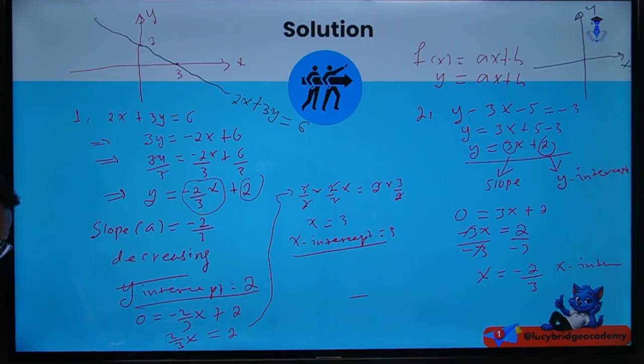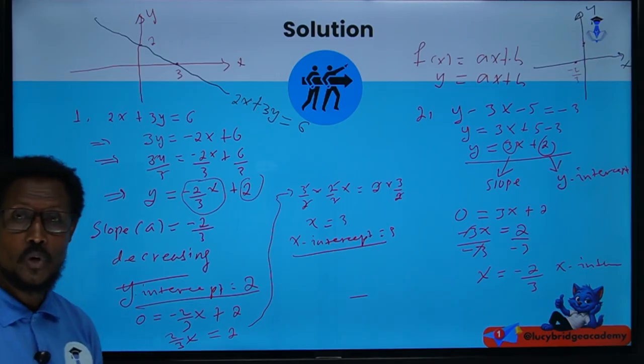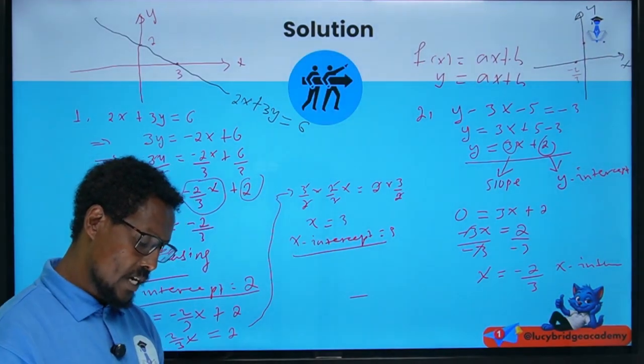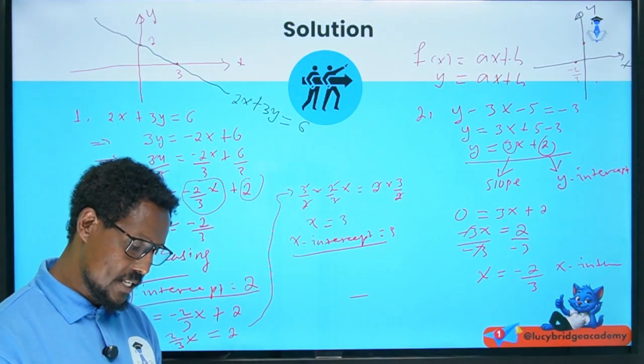X-intercept minus 2 over 3, y-intercept 2. Y-intercept again 2. X-intercept minus 2 over 3. This x-intercept means the graph crosses the x-axis at minus 2 over 3, and the graph crosses the y-axis at 2.